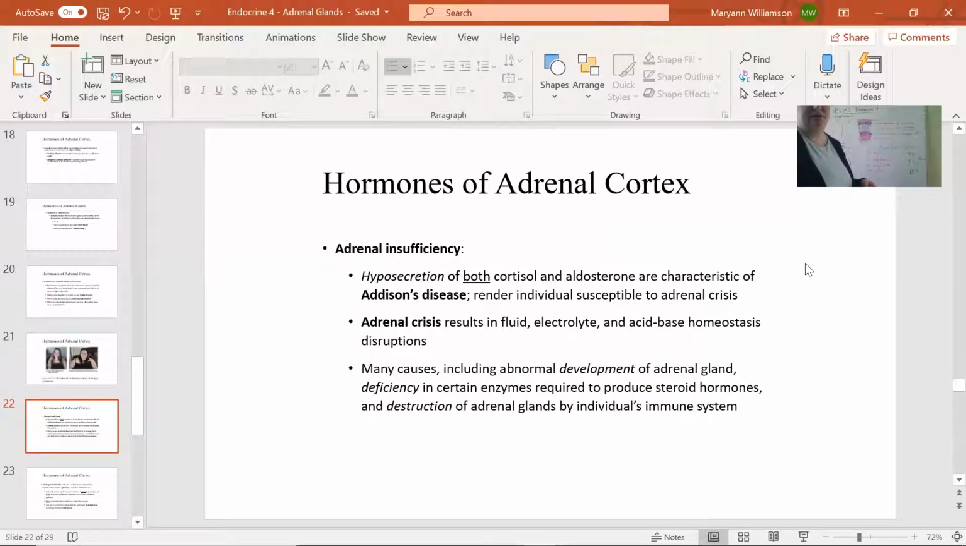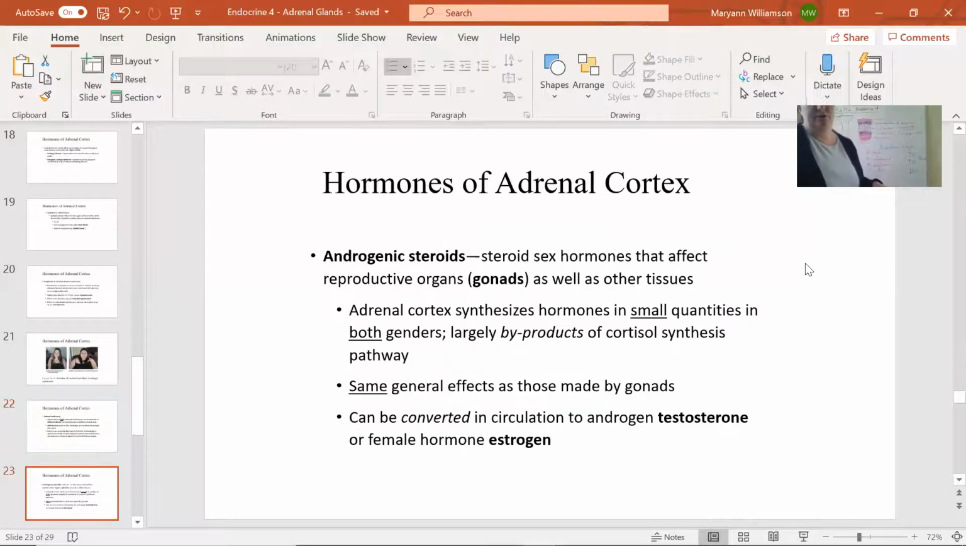All right. And if there's not enough, Addison's disease. I don't know if this is in our new textbook, but it was in the old, so I stuck it in. Not on the exam. But it's interesting, so I like to throw them in. So Addison's disease is from insufficient cortisol.